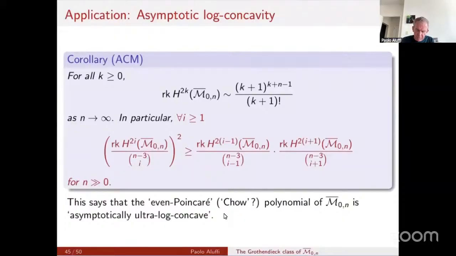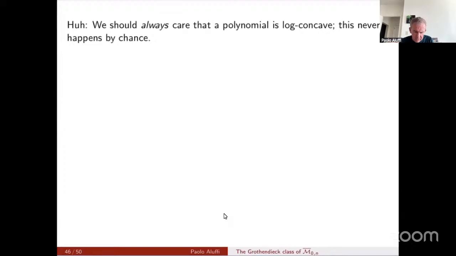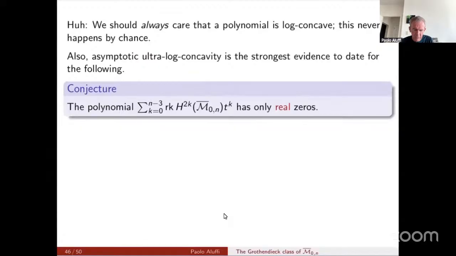There we go. So what this says is that the Poincaré polynomial of M_{0,n} bar satisfies this amazing condition of being ultra log concave if you wait long enough. Wait long enough actually means you fix your degree and then you wait long enough and then the inequality is satisfied. So it's asymptotic in a tricky way. And again, a message from Jun Ha is that we should always care that the polynomial is log concave. This never happens by chance. So you would like to dream that actually the Poincaré polynomial of M_{0,n} bar is a log concave polynomial. And it would follow from this.